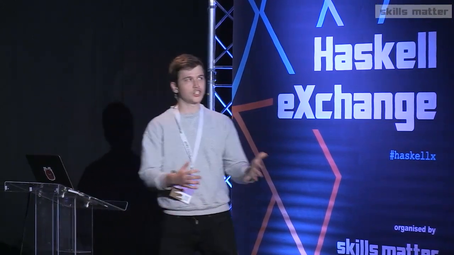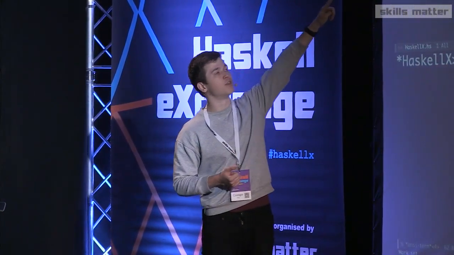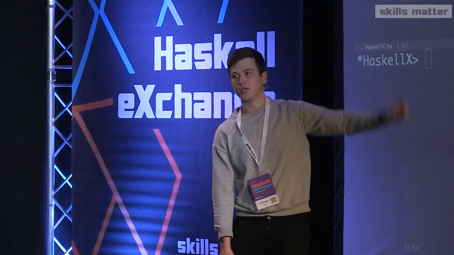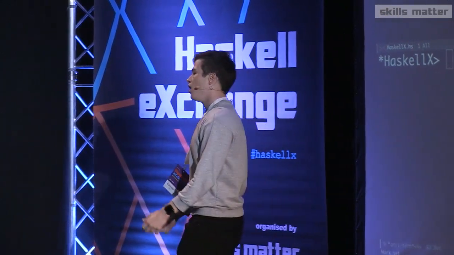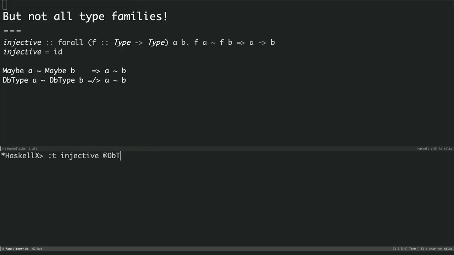So how does GHC? So before, I could say I instantiated injective with Maybe, and it just automatically decomposed. It automatically worked out that A must be equal to B, so it decomposed the application. How does GHC stop us from doing something like asking what the type is of injective DBType Username Password?